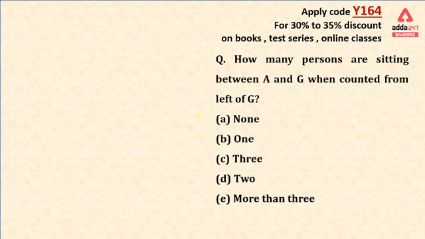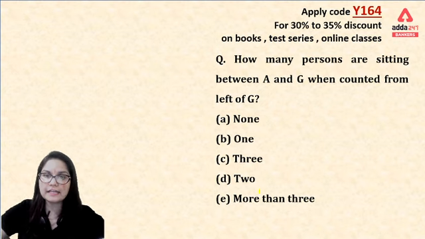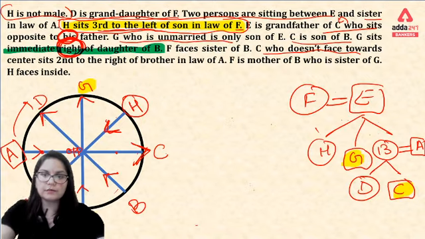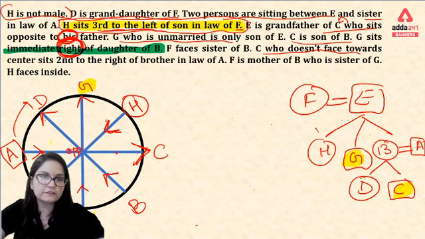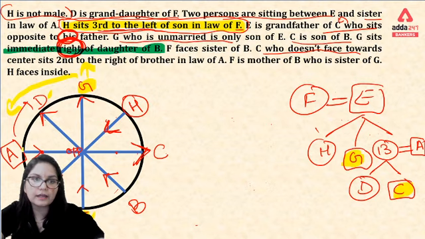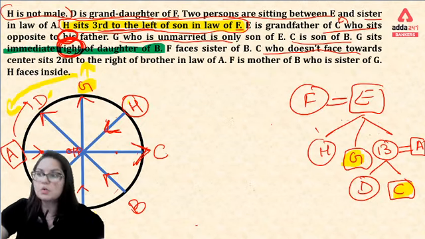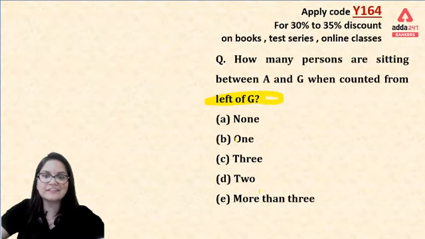How many persons are sitting between A and G when counted from the left of G? We come to the diagram. We count from the left of G, and as we know G is facing outside, the left comes here, 1 and 2. How many persons are between A and G? There is only one person, and we have that in option B. B will be the right answer.